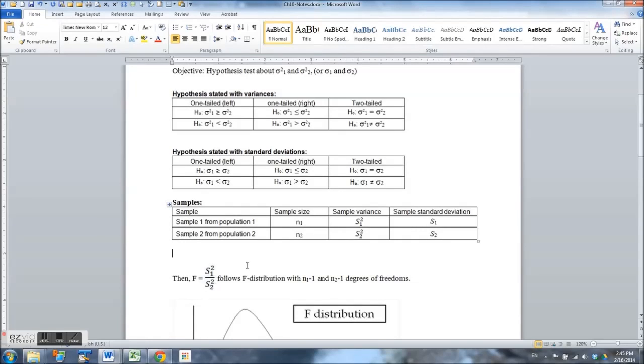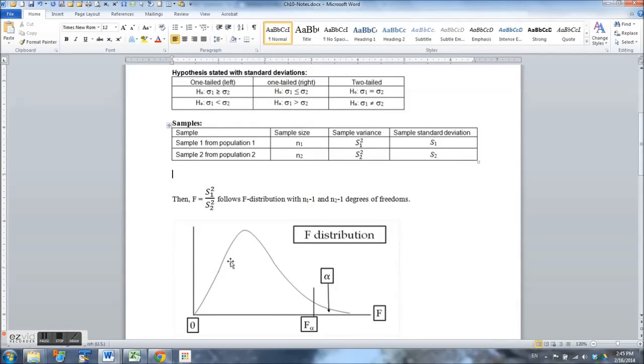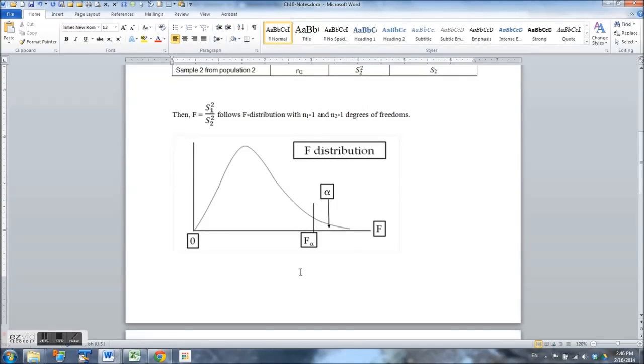Now, the ratio of the two sample variances will follow what is called an F distribution. It is somewhat like chi-squared in the sense that it is only on the positive side, but it is called the F distribution, and it has a kind of normal shape with a skew to the right, and there are two parameters: the degrees of freedom of the numerator, which is n sub 1 minus 1, and n sub 2 minus 1 is the degrees of freedom of the denominator.